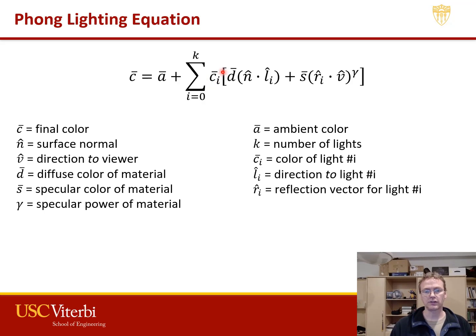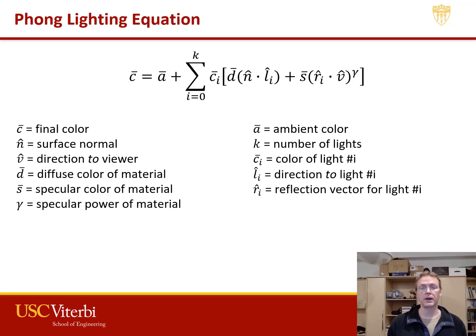All right, what is C sub I? That's the color of the light. So you might have multiple lights, and they might be different colors. The color of that light. What is D? D is the diffuse color of the material. And then here's that dot product of the normal dotted with the direction to the light, direction to light number I. And that's our diffuse term.